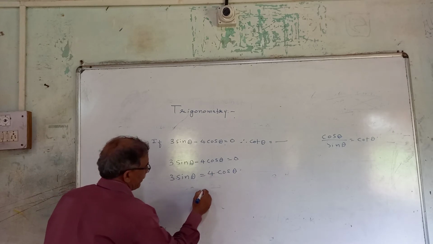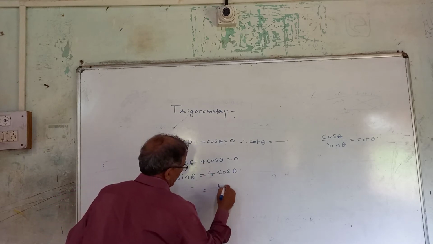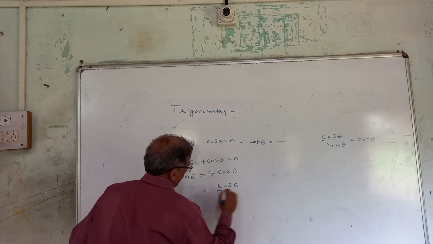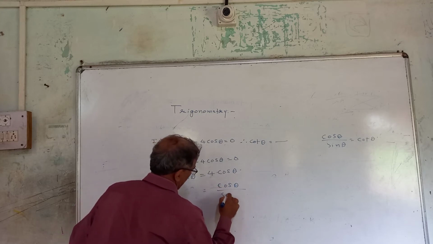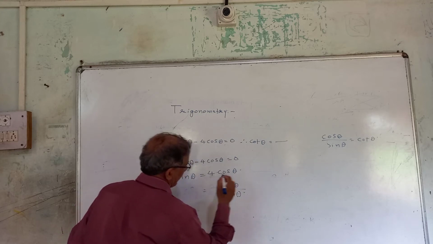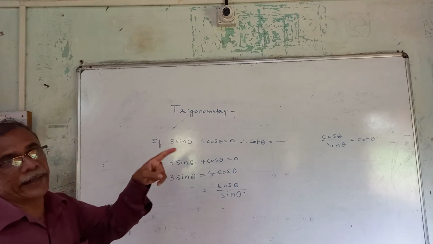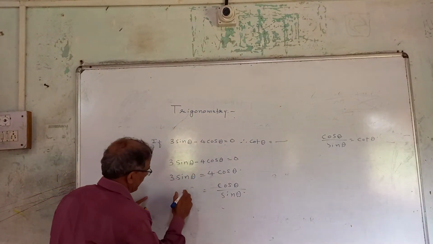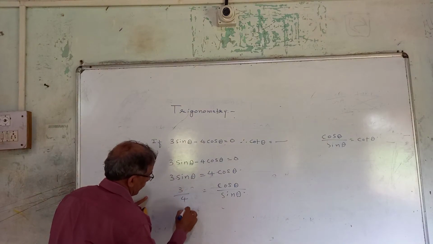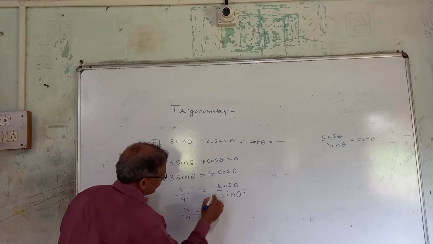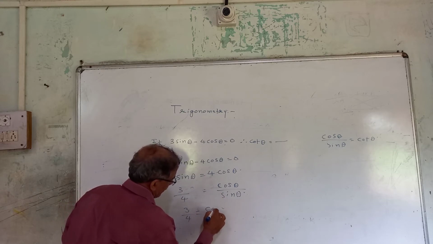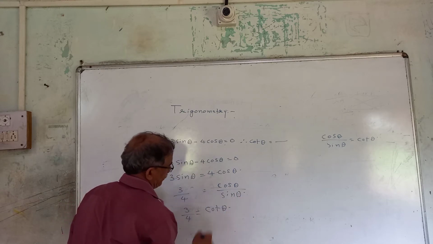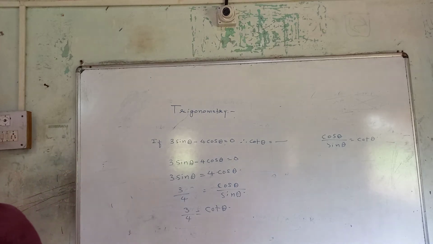So now see what will happen? Cos theta upon sin theta. Now we are taking sin theta to the right hand side. Why? We want cot theta, and cot means cos upon sin. So naturally the numbers go to the left hand side, these 3 will be there upon 4. And this into will be upon 4. So 3 by 4 is equal to cos by sin, which means cot theta. So like that you have to understand.